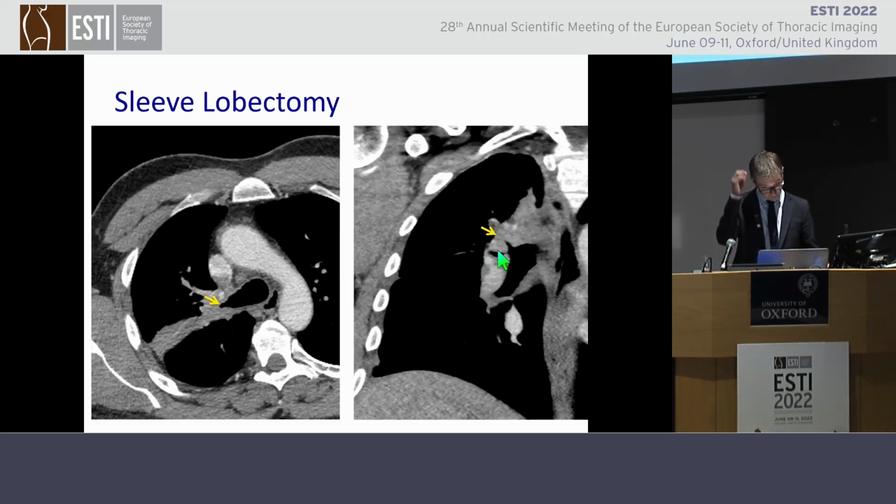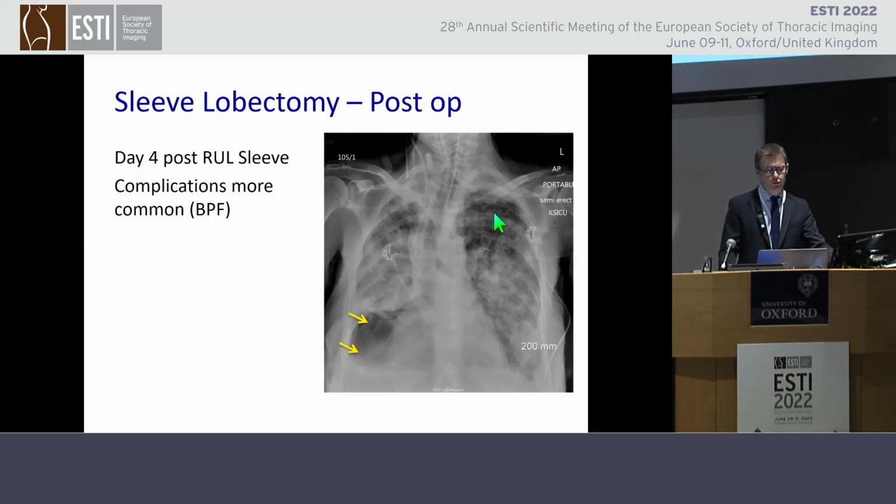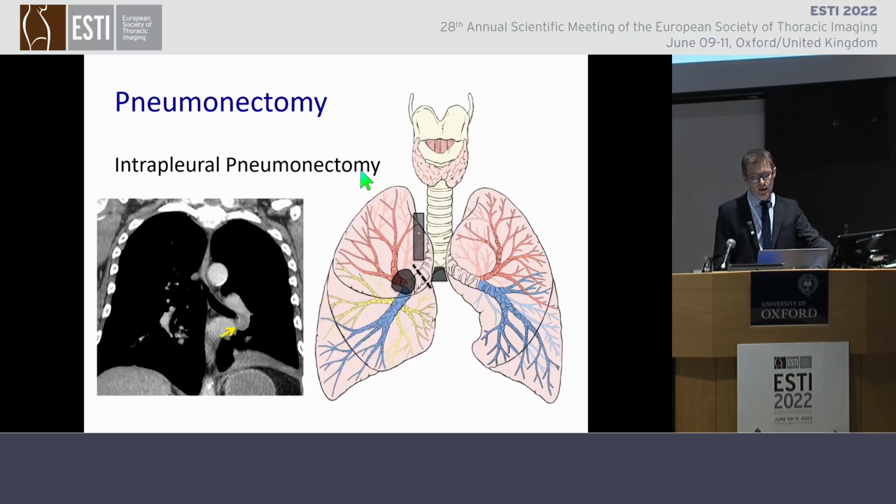The most common site for sleeve is the right upper lobe, and that's because the bronchus intermedius is longer, so the anastomosis is relatively easier to perform. And as I said, when you're following up patients with sleeve, you'll find it difficult to tell that they've actually had a sleeve versus a standard lobectomy, except the complication rate is higher, and this patient unfortunately developed a bronchopleural fistula post-sleeve.